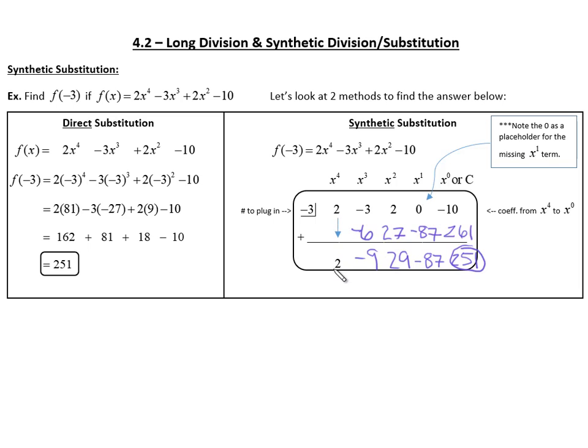We drop down the first coefficient, multiply by the number in the box. That gives us the next number we put under our next coefficient. And then we add. Multiply, add, etc. So it ends up being pretty fast because we're doing our two quickest operations, which usually you can do in your head or faster with the calculator.